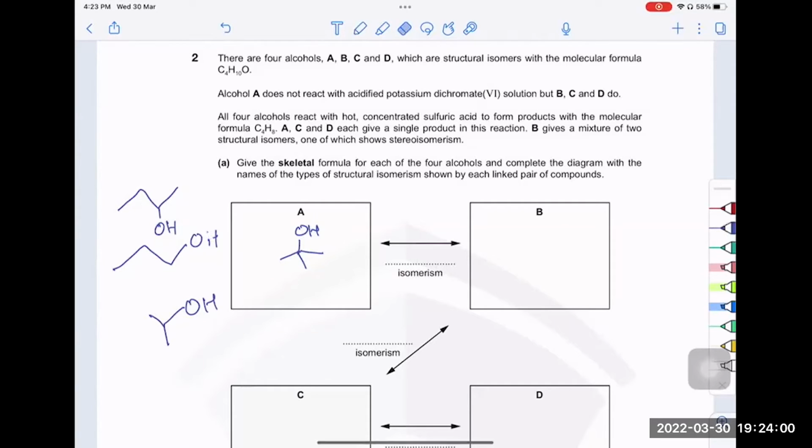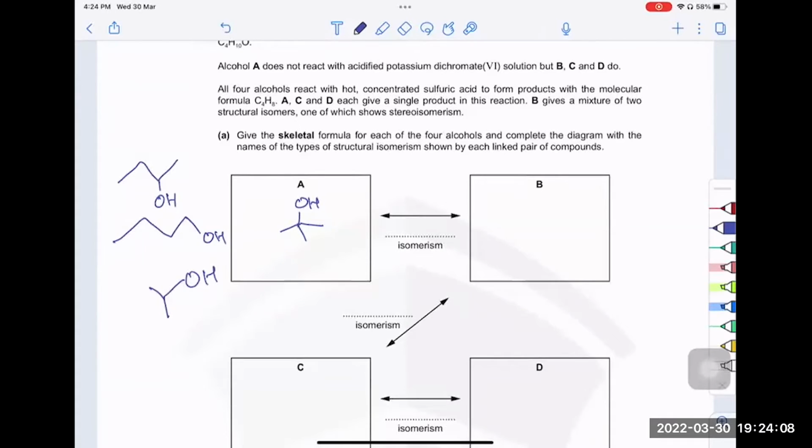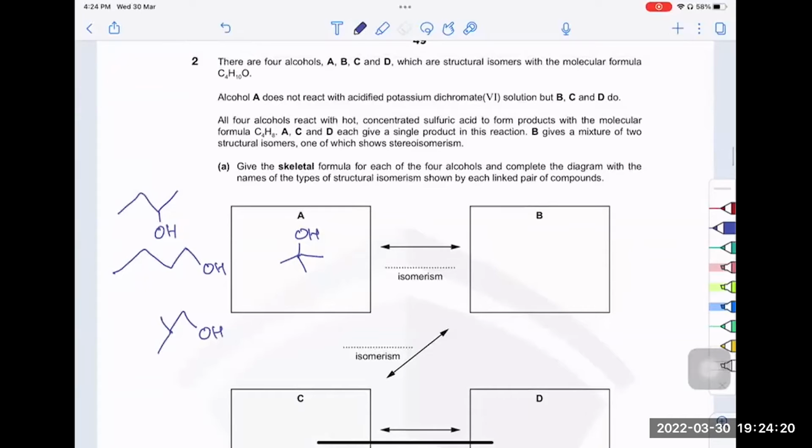Wait a minute. This is not butanol. This is propanol. This is butanol. And this one, now I'll change this. So I'll do OH here, and now I'll give it 2 branches. Yep, now this makes sense. Let's just change this one to this. Okay, so I've already made the one with tertiary carbon.